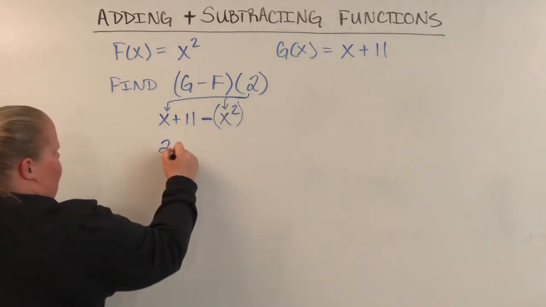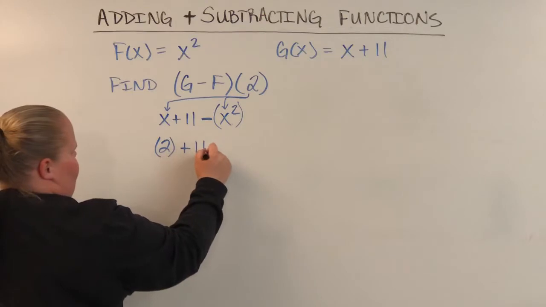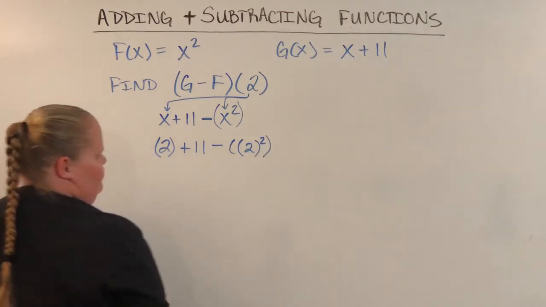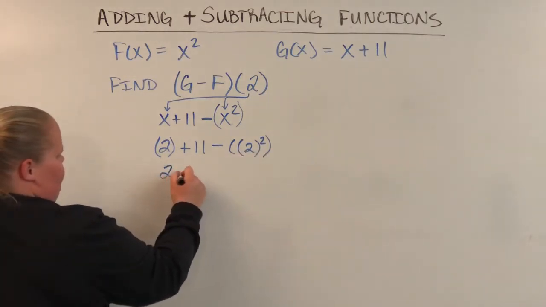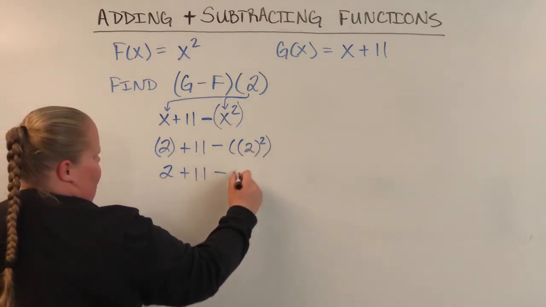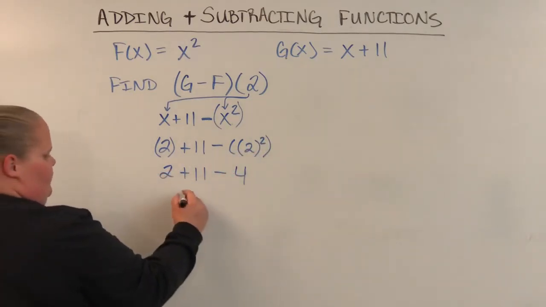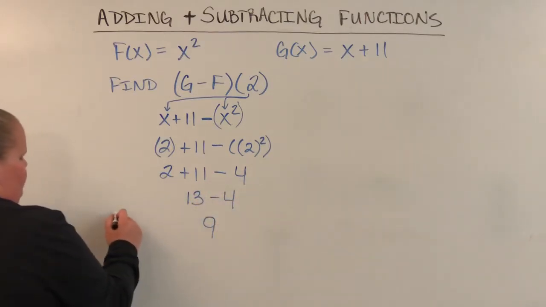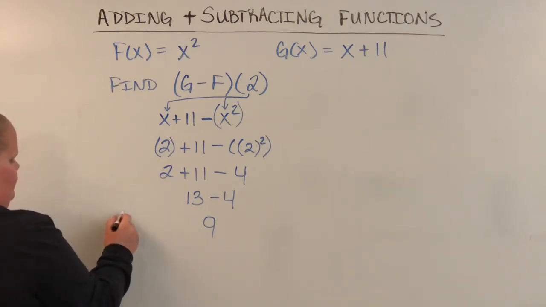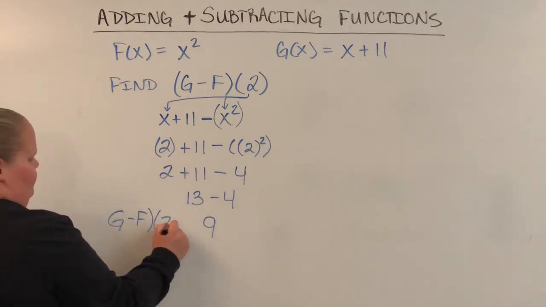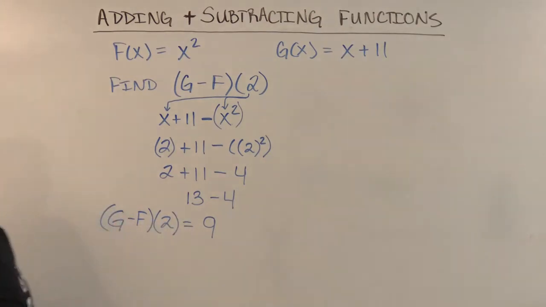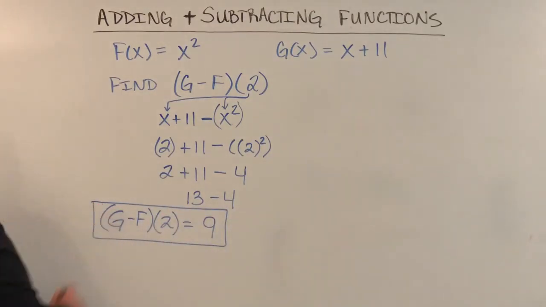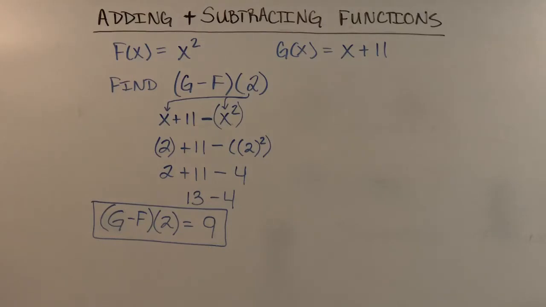Okay. So I have 2 that got plugged in, plus 11 minus 2 squared. Remember, we're subtracting this. So I have 2 plus 11 minus 2 squared is 4. And then 2 plus 11, that's going to be 13. 13 minus 4, that's going to be 9. So g minus f of 2 is going to be 9. That's going to be the answer. Okay, that is how you add and subtract functions.